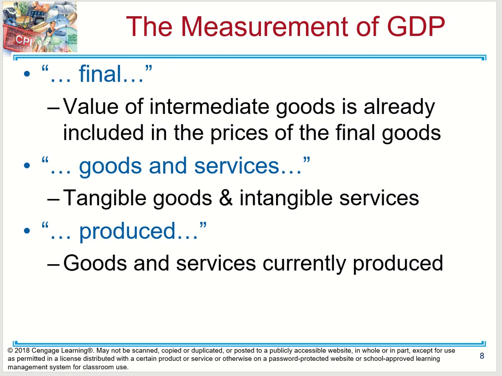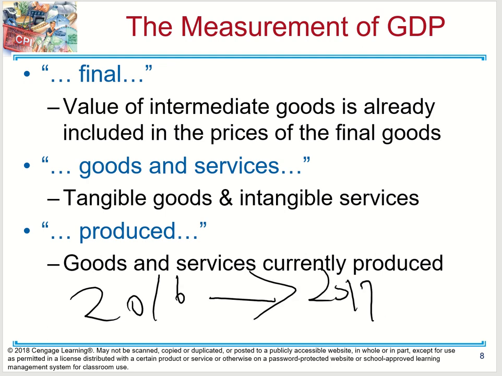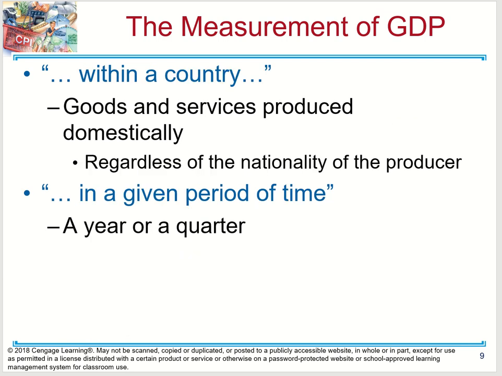The next one: GDP is everything you produced, not everything you consumed. There's a difference between them. Let's suppose you produce a car in 2016, but this car is sold in 2017. That car will be in your 2016 GDP, not 2017 GDP. We only care about when the car is produced, not when the car is consumed or purchased. Okay, and then GDP must be within the country.